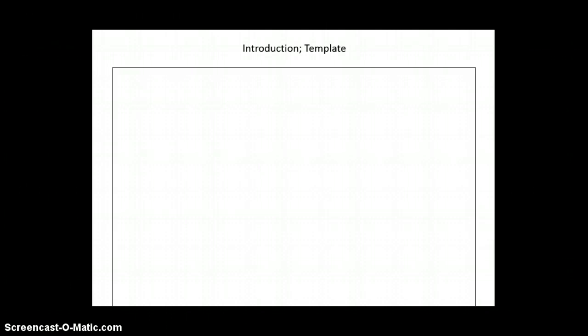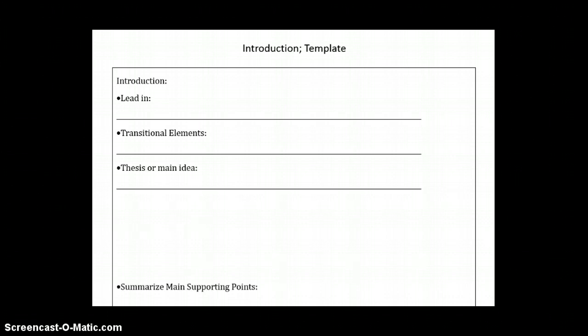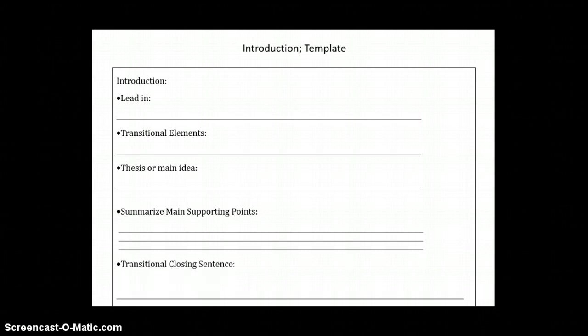Let's look at the template. As mentioned, a template is provided for you as a Word document that you can print off or use online to assist you in your organization and development. Again, you'll need to have a lead-in. You'll need a transitional element, some kind of sentence that transitions between your lead-in and your thesis. And remember, your thesis is your main idea. Then you'll need to summarize your three main supporting points. And of course, you'll need a closing transitional sentence.